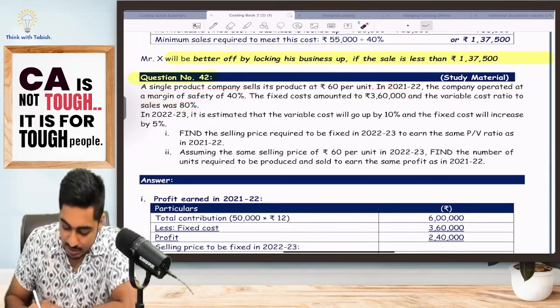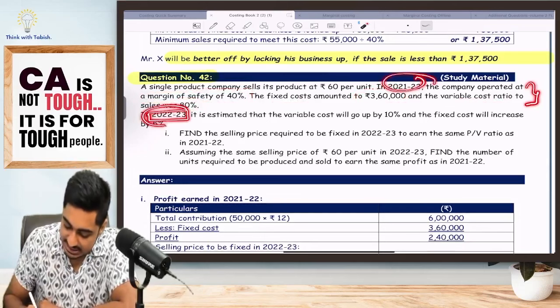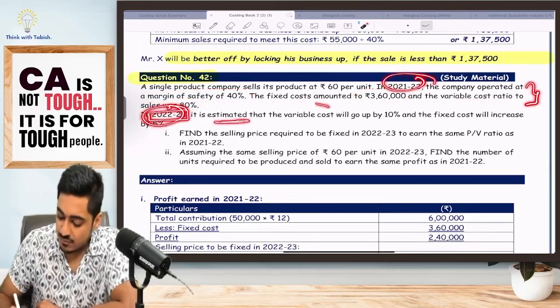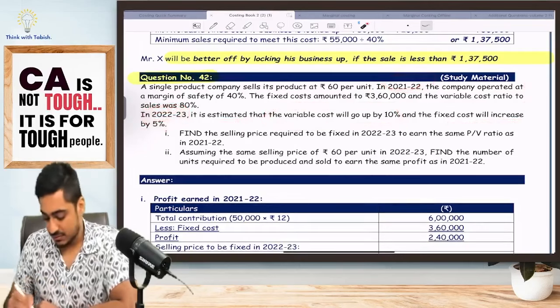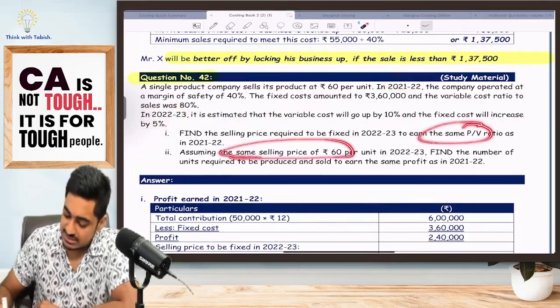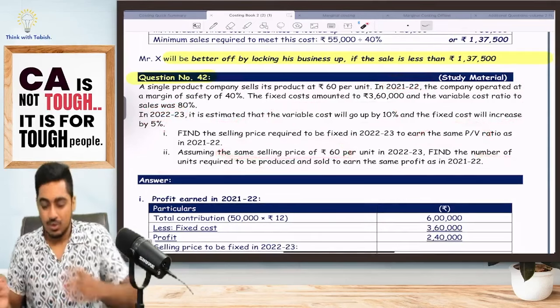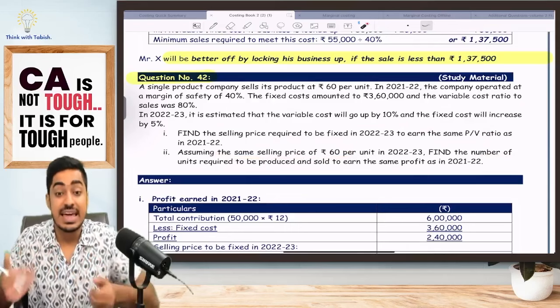Okay, perfect. In 22-23, that means this was last year's data and this is current year's data, it is estimated that variable cost will go up by 10%. Fixed cost will increase by 5%. Okay, fine. Find the selling price required to be fixed to earn the same PV ratio. Assuming selling price is 60 only, find the number of units. Okay, all the requirements we will do separately. First, whatever data is written, that we will write it down.